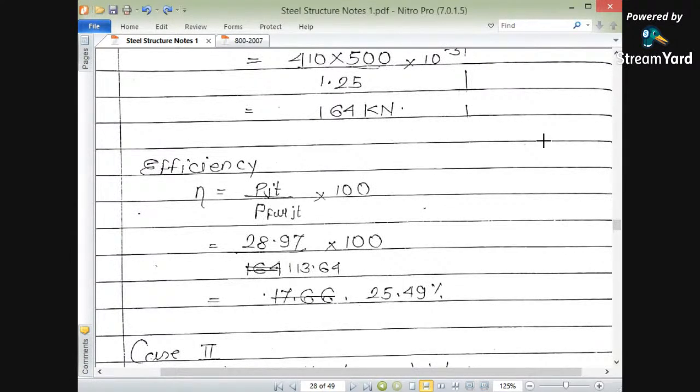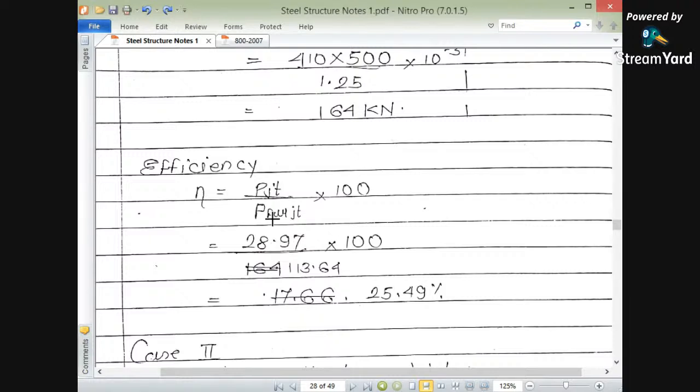How to find out the efficiency? Efficiency is the strength of bolt divided by the strength of full plate. What is the strength of bolt or strength of joint? It is the minimum of three values, that is 28.97.